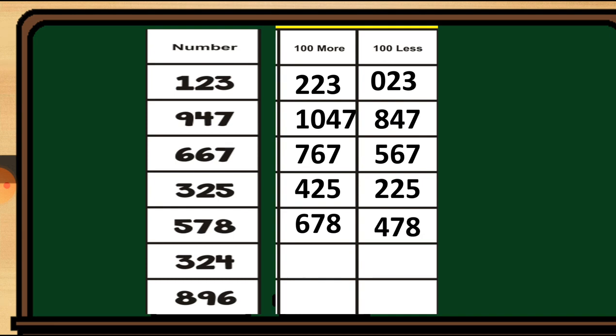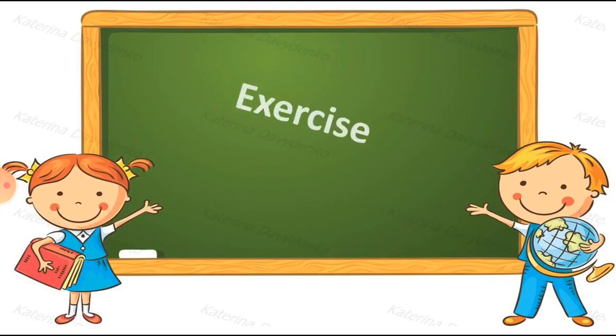478. Next one, 324, so we get the answer 424 if we add 100 to it. And if we cut 100, so we get the answer 224. Here is the last one, 896. If I add 100 to it, we get the answer 996. And if we cut 100, we get the answer 796.